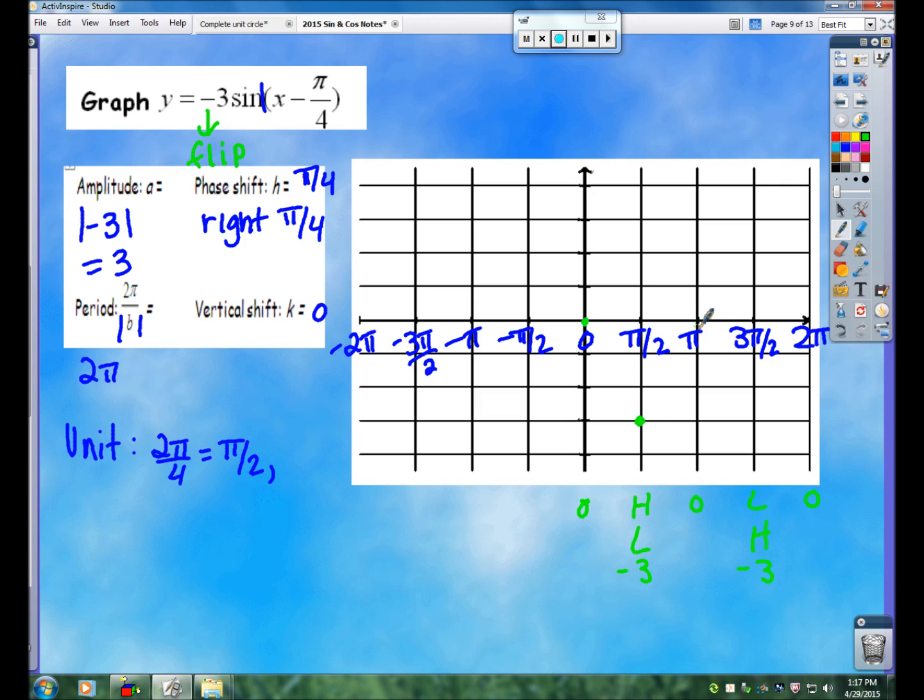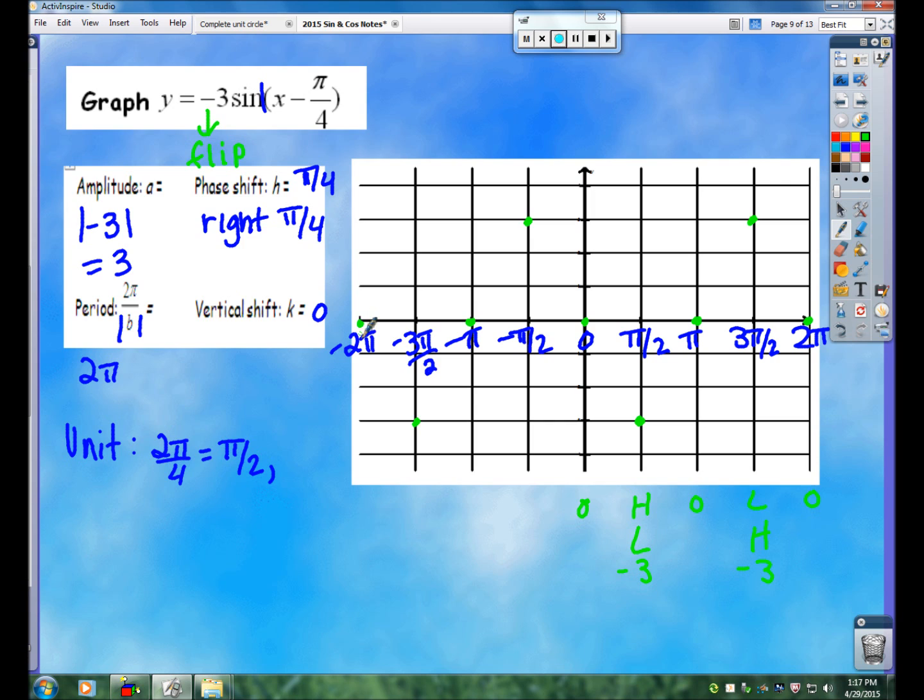At pi, we're back at 0. At 3 pi over 2, we're going to go up to 3. 1, 2, 3. And at 2 pi, we're at 0. All right, continue that pattern. So at negative pi over 2, we want to go high 3, back to 0, low 3, and then back to 0.